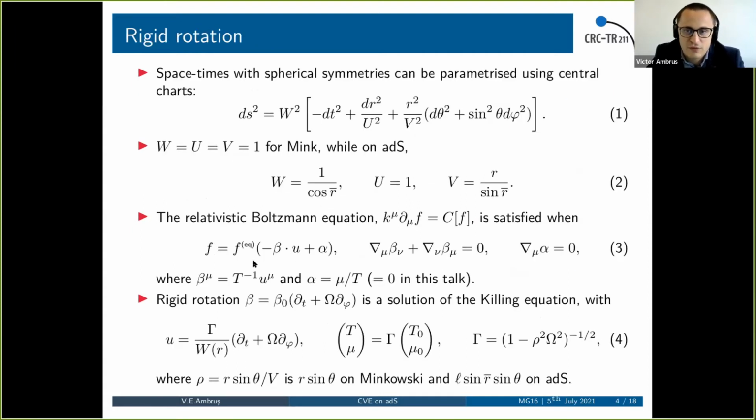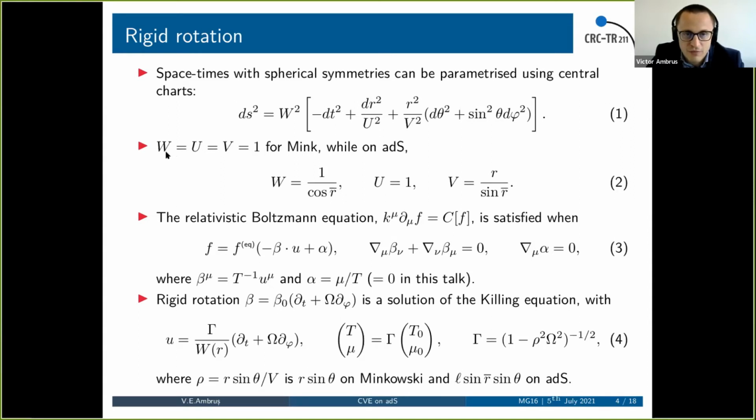What does it mean to have a rigidly rotating state? Let's go to a space-time which has central symmetry, or exhibits spherical symmetry. For such a space-time, the generic form of the line element is the one given in equation 1, where you have a prefactor W, and two more functions u and v corresponding to the radial coordinate and the unit length on the sphere.